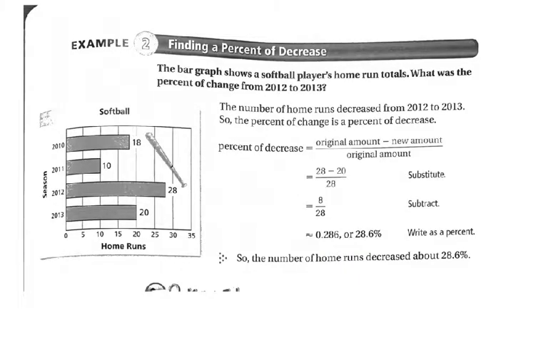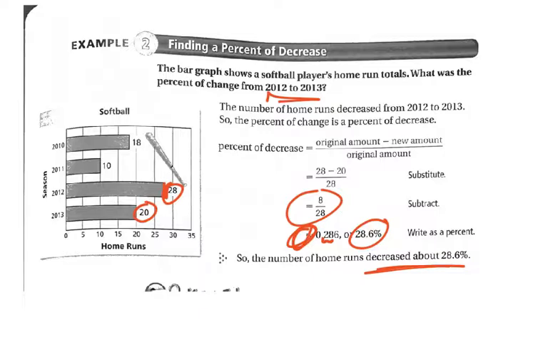Here we have a percent decrease example. So here you have a bar graph. So here's home run totals. And they want to know what is the percent decrease from the original amount to the new amount. So if you look at that for the years 2012 to 2013, you can see that in 2012, right here, they had about 28 home runs. And in 2013, you can see that there were 20. So what we're going to do is take the 28 minus 20, which is going to be 8, over 28, pop that in your calculator. It's approximately equal to 0.286. I'm going to move 2 places for 28.6% decrease. Okay, so it went down by 28.6%.